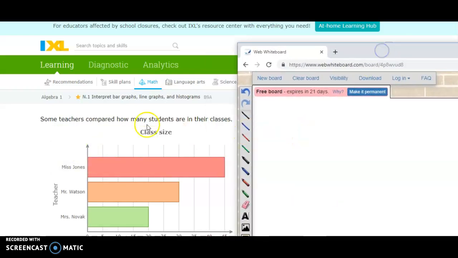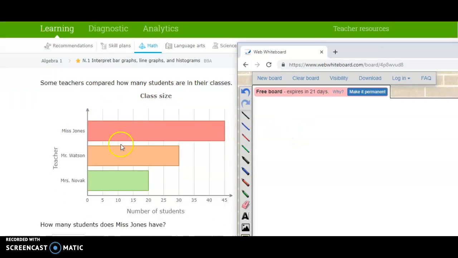The next question. Some teachers compared how many students are in their classes. So again, interpret the graph first. We have our class size. We have the teachers' names. So we have Ms. Jones, Mr. Watson, and Mrs. Novak. Across the bottom, number of students.